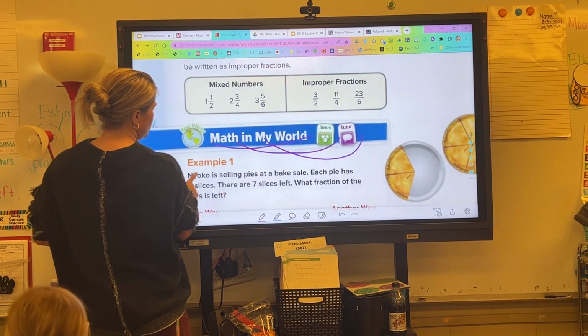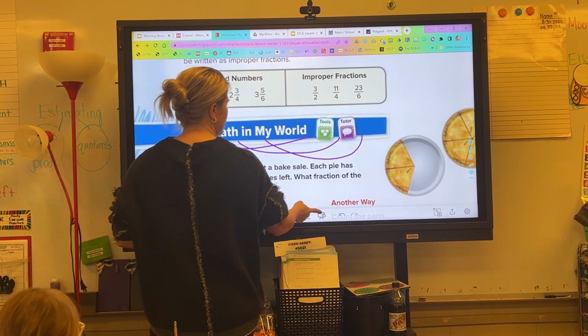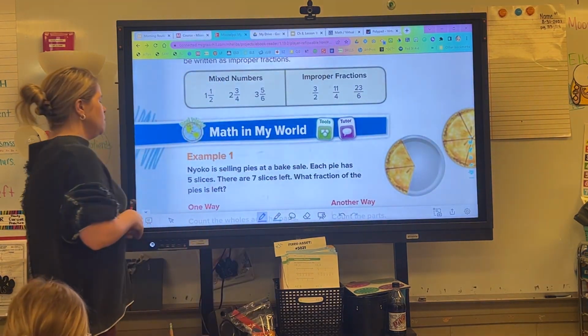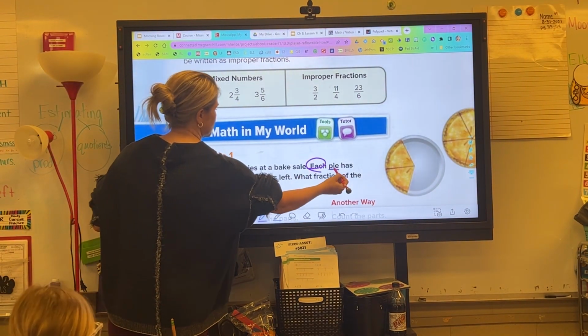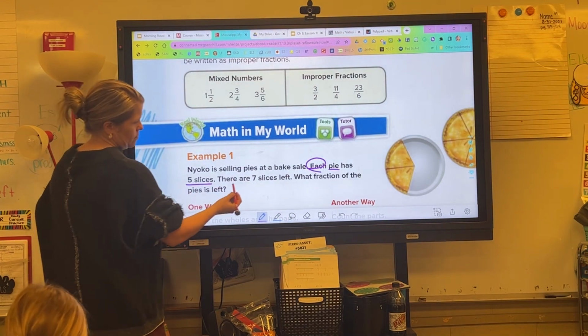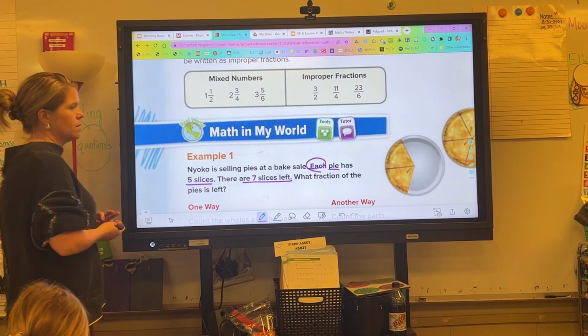Now, let's look at example 1. Mason, read example 1. Nyoko is selling pies at a bake sale. Each pie has 5 slices. There are 7 slices left. What fraction of the pies are left?